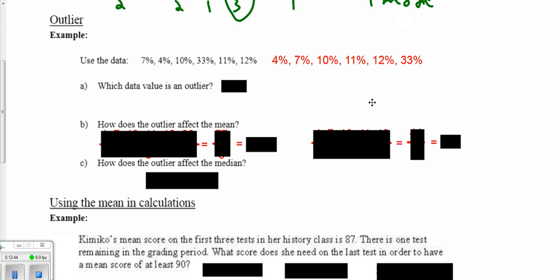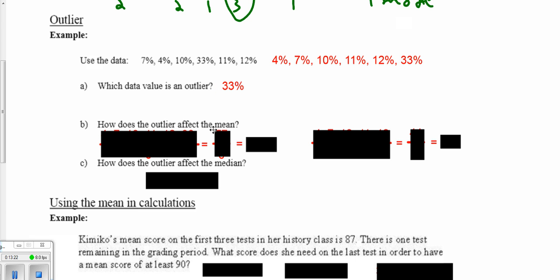Now when we're looking at the data and we're asked which of these values is an outlier, we can see 4 and 7 are pretty darn close to each other. They're only 3 away. And in fact, 7 is only 3 away from 10. So these all seem to be pretty darn close to each other. 33, on the other hand, being the biggest over here, is not only 3 away from 12. It's 21% away from 12. So it's almost triple this amount. So this 33 is obviously going to be the one that is way outside the normal pattern here. So we would say 33% is our outlier.